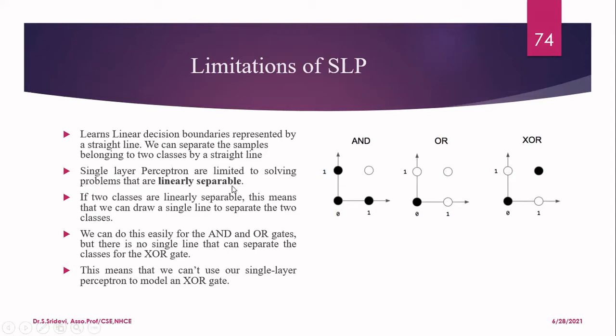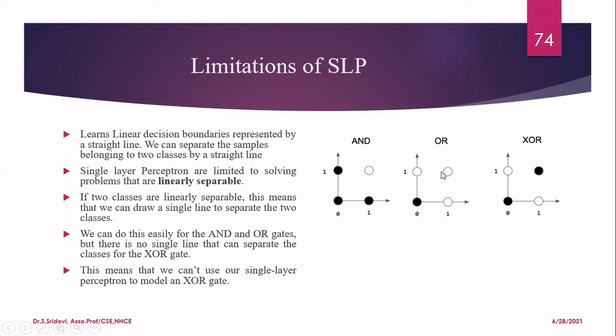So what is the meaning of linearly separable? You should understand this term. If two classes are linearly separable, it means that we can draw a single line to separate the two classes. You can consider here the AND gate and the OR gate. The output of the AND gate is 1 only when both the inputs x1 and x2 are 1. Here, a white circle represents 1 output and a black circle represents 0 output. So you can see here, I have drawn this white circle for x1 equal to 1 and x2 equal to 1. And for the remaining 3 cases, 0,0; 0,1; 1,0, the output will be 0.